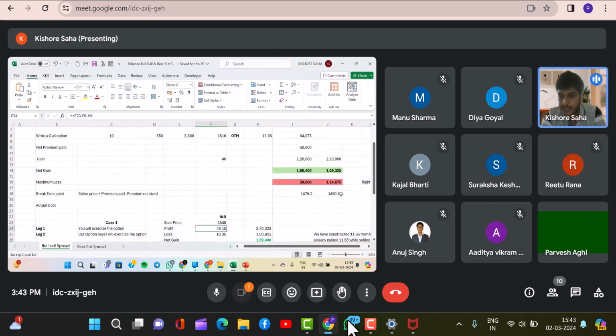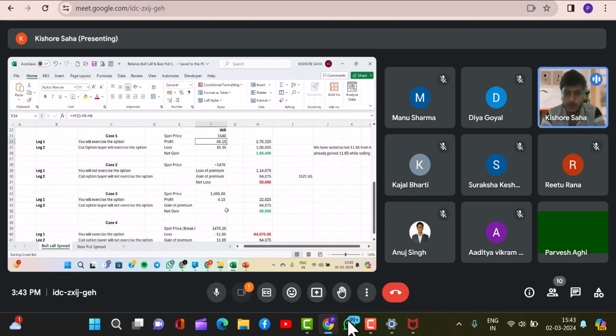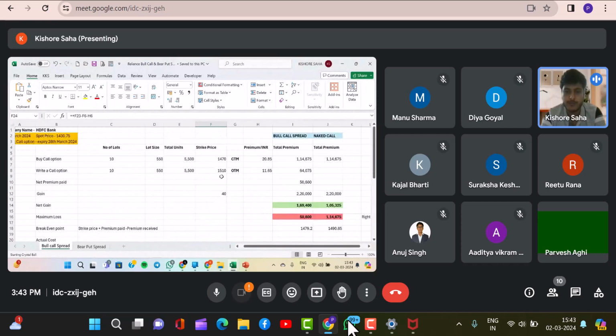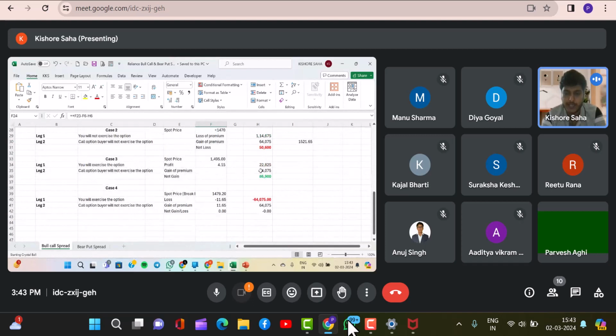And then in case 3, let's assume our price is 1495. We have seen the break even in the naked call part is 1490. If we go a bit more than that, to 1495, again we can see a profit of 4.15 per share and 20,805 for the entire lot. And I also gain the premium here, because the call option buyer will not exercise the option, as 1495 is obviously less than 1510. So my net gain would be 86,900.